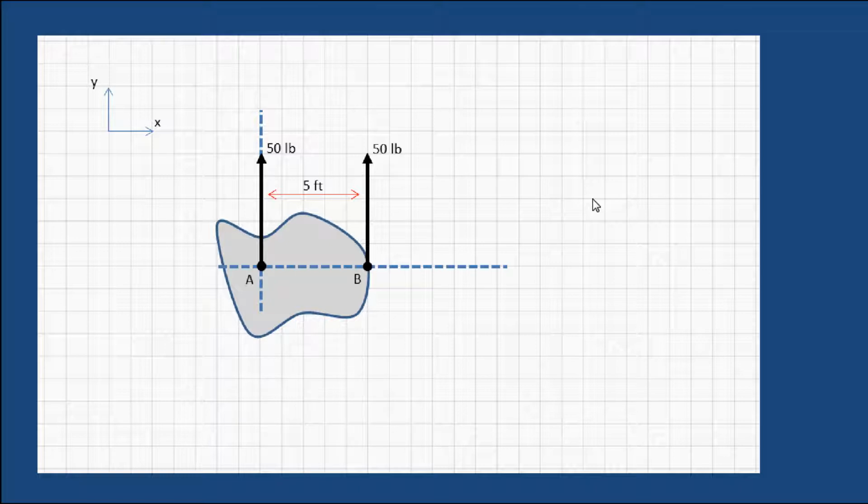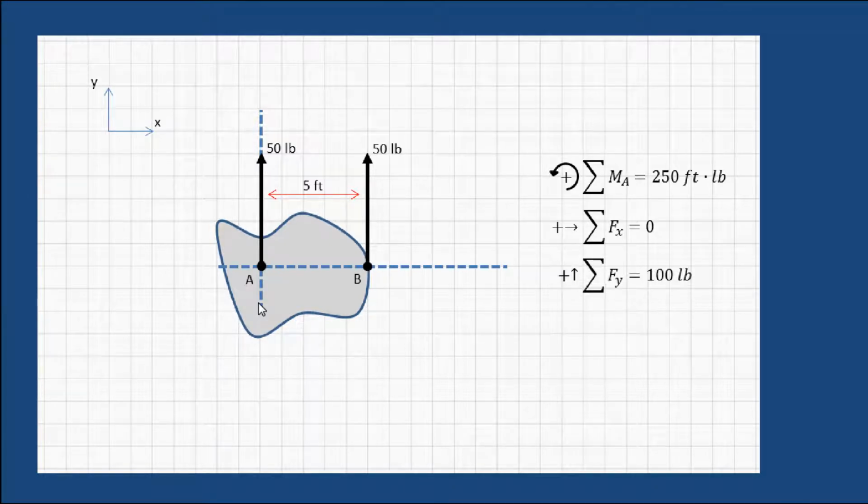Now if we were to add a second force vector, again having an equal magnitude of 50 pounds, with a line of action passing through point A, we will find that the moment about point A is unaffected because the line of action of this second force passes through point A. Again, the total sum of the forces in the x direction is 0, but in this case the two forces add in the y direction to give a total y component of the force equal to 100 pounds.